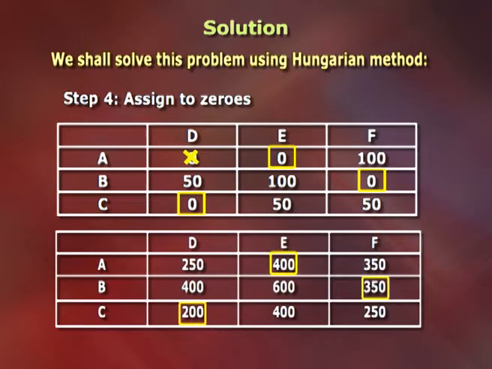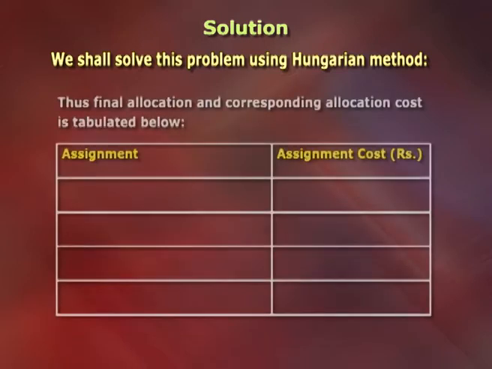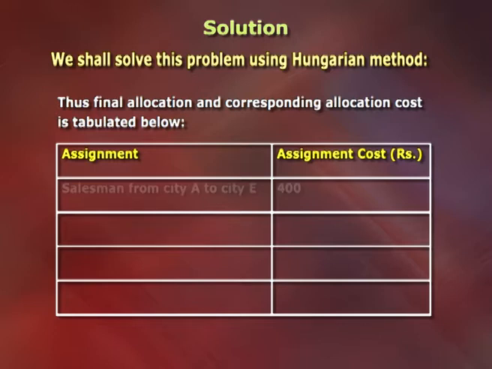Here the same assignment made to the original cost matrix. That means the position that we have assigned in step 4 is placed into the original table. So A to E 400, B to F 350, and C to D 200. Thus, final allocation and corresponding allocation cost is tabulated below.